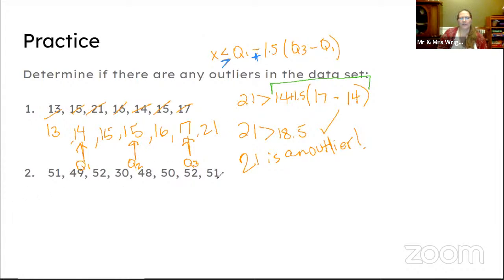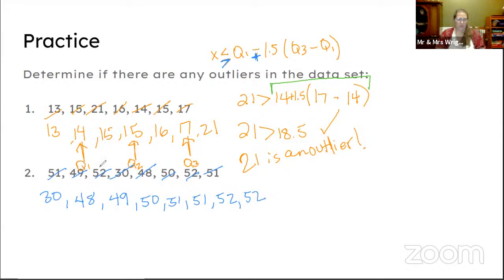All right, let's write all of these in order from least to greatest. It looks like 30 is my first number. And then 48. And then 49. 50. 2 51s. And then 2 52s. All right. 1, 2, 3, 4, 5, 6, 7, 8. 1, 2, 3, 4. There's your median.